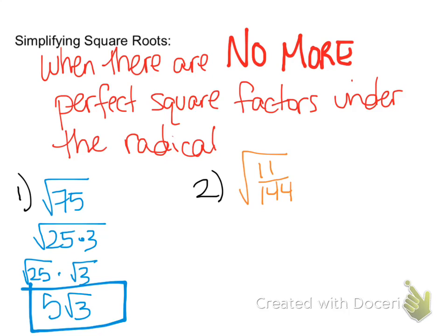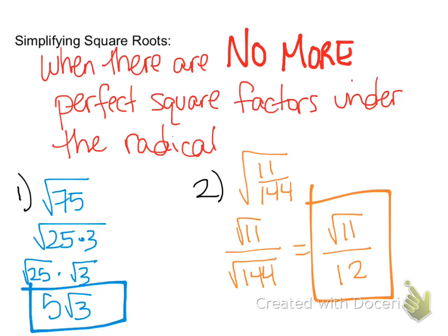Our second example, the square root of 11 over 144. I can break this up into the numerator and denominator. Of course, the square root of 11 can't be simplified. There's no perfect square that divides evenly into it. It's a prime number. But the square root of 144 is 12. So my answer would be the square root of 11 over 12.